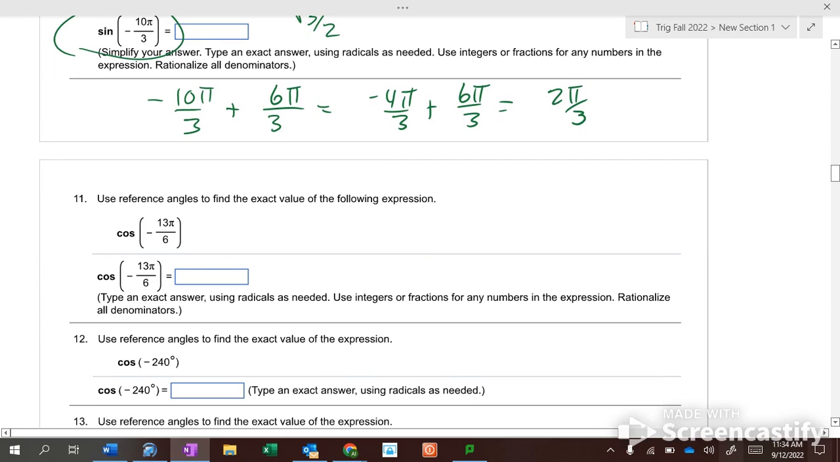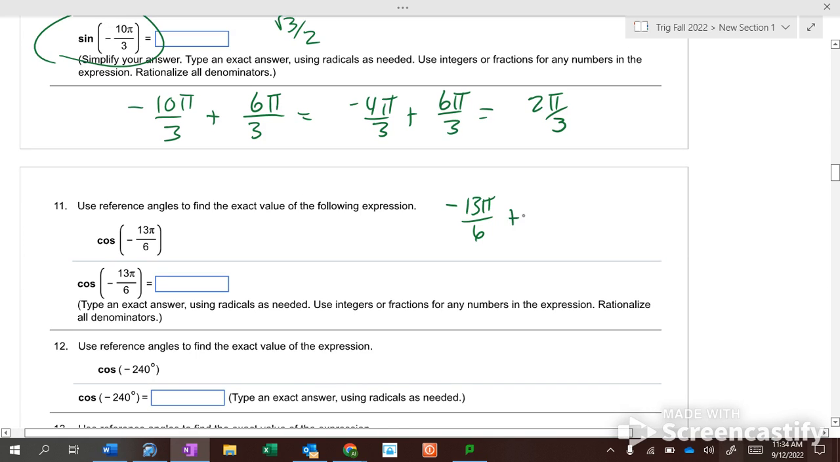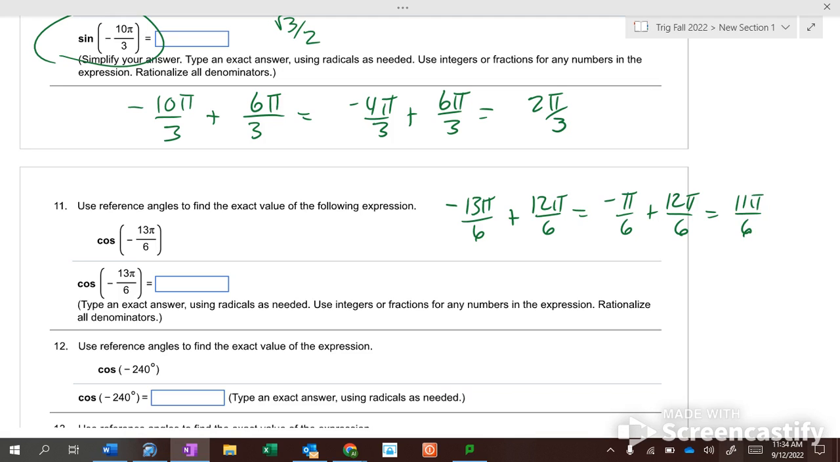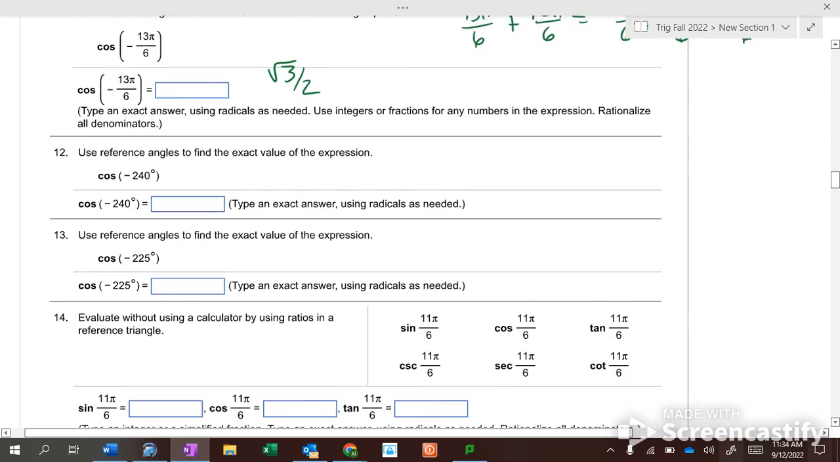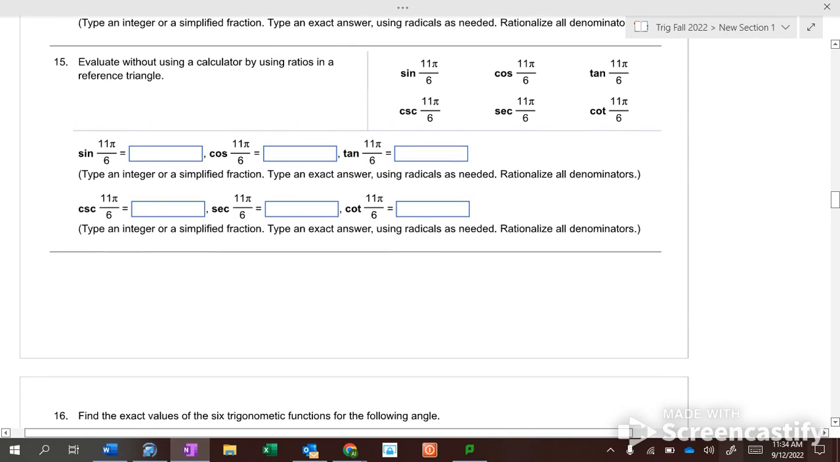Cosine of negative 13 pi over 6. Well, negative 13 pi over 6 is not exactly on our unit circle. So what am I going to add to it? 2 pi is what over 6? 12 pi over 6. So you get negative pi over 6. If I add another 12 pi over 6, I'm at 11 pi over 6. What quadrant am I in? Quadrant 4, because that is on your unit circle. Is cosine positive or negative in quadrant 4? Positive. And the cosine at that point is square root of 3 over 2. So I'll let you figure out some of these others.